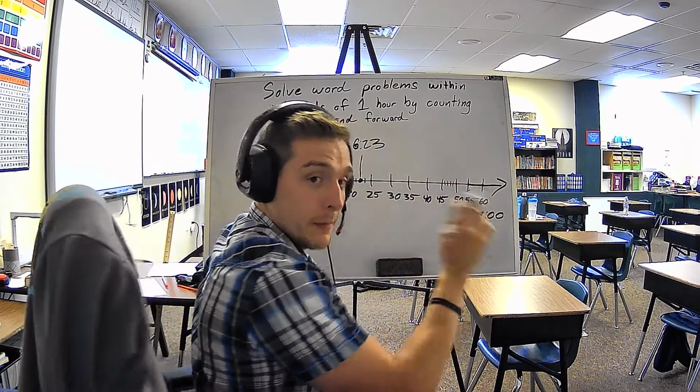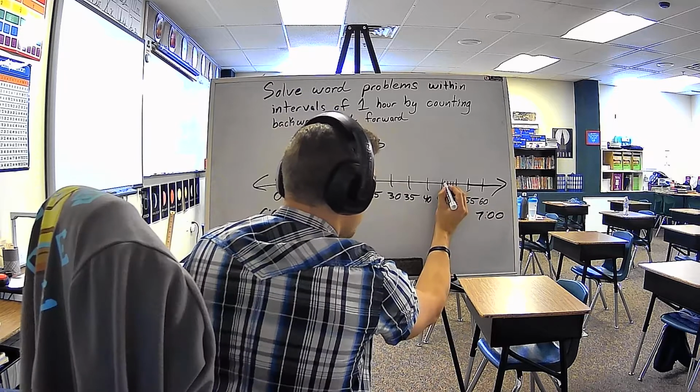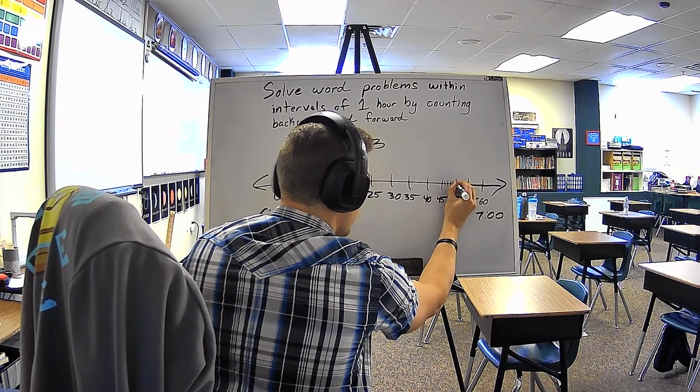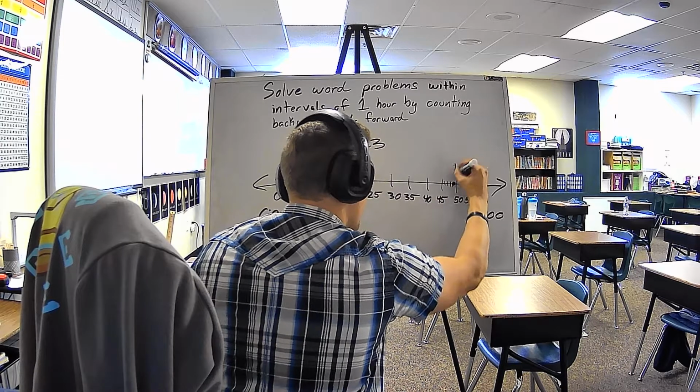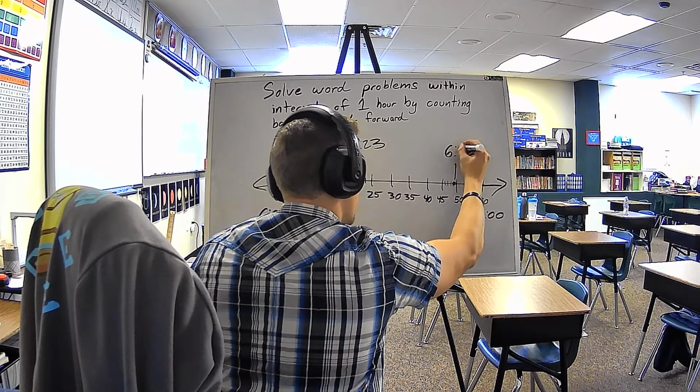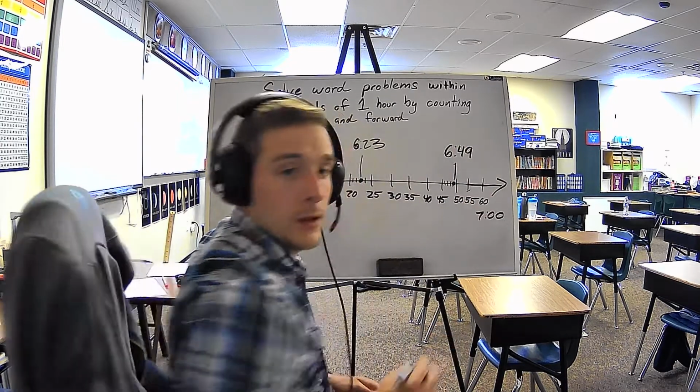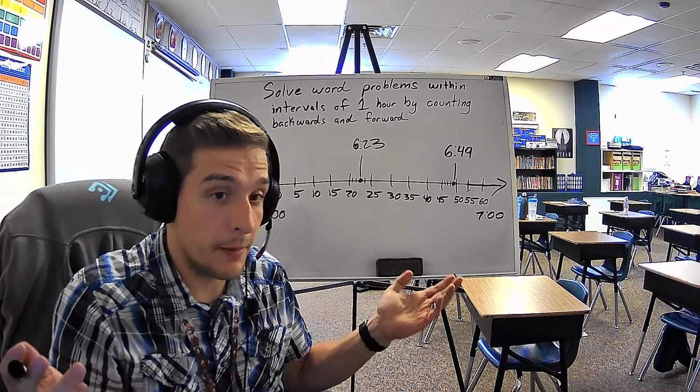Count it up again. Make sure you know exactly where it is. 46, 47, 48, 49. So I'm going to put a big dot right there. I'm going to label that dot as 6:49. So now, am I done? Did I finish the problem?